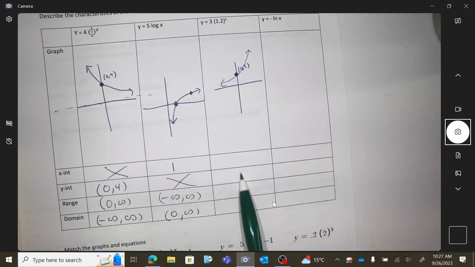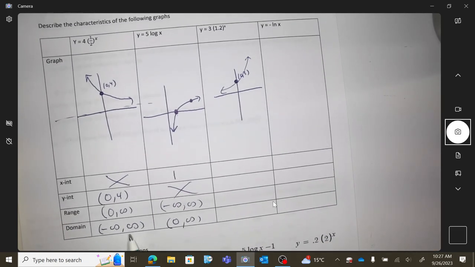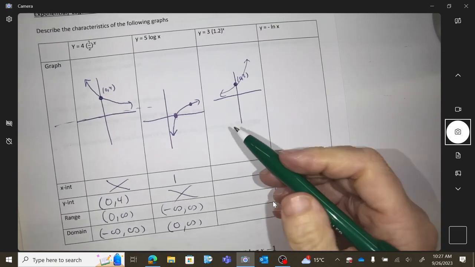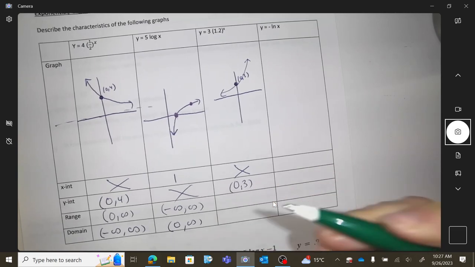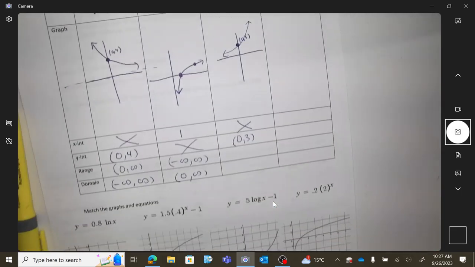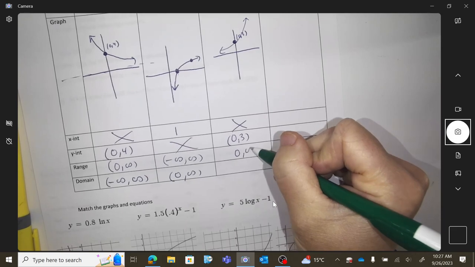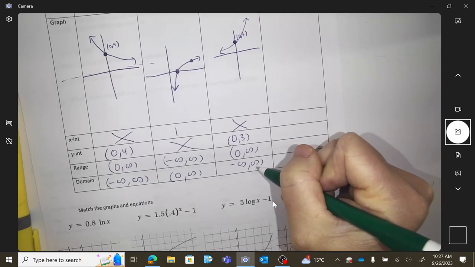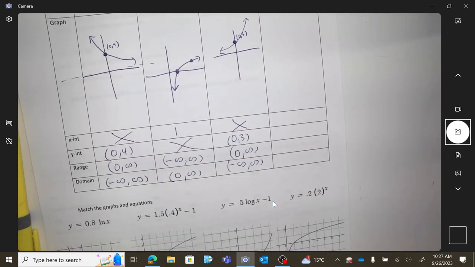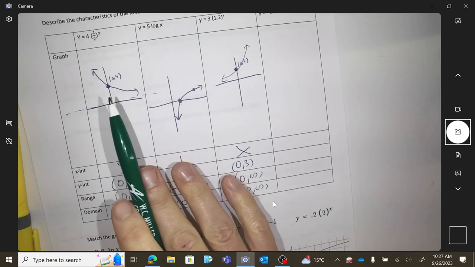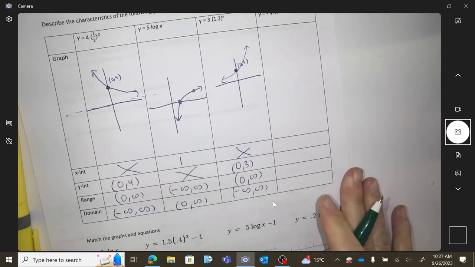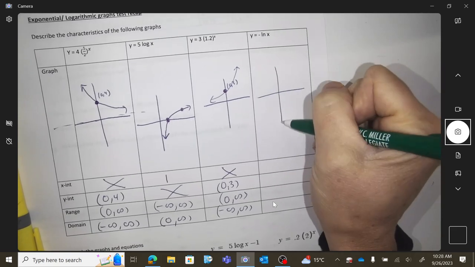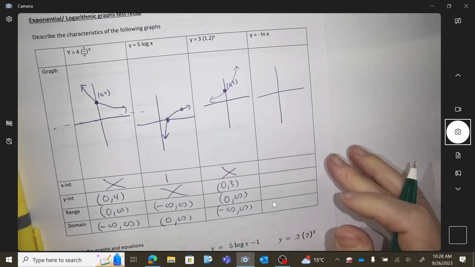So your answers should be very similar to your answers on the last exponential. There's no x-intercepts. 3 is the y-intercept because that changed. Range and domain are the same as example 1. Okay, it didn't matter if I was growing or decreasing, the domain and range are the same.